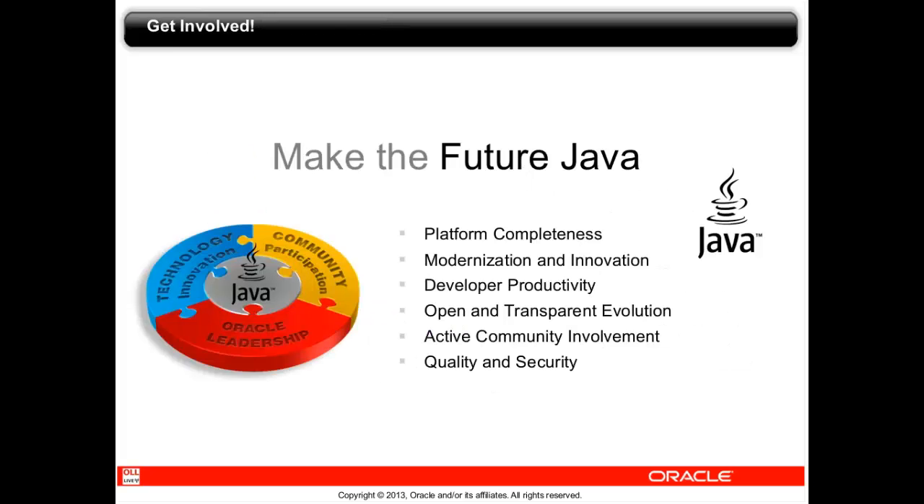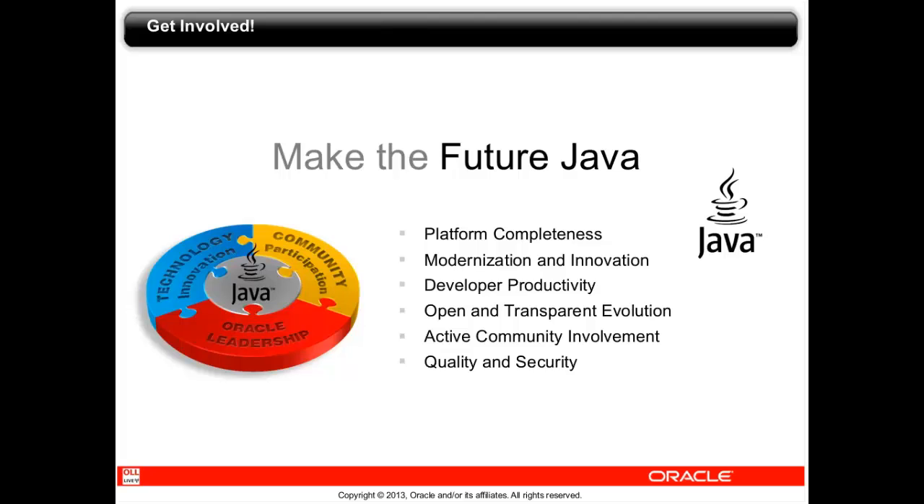Please get involved in the process of making the future of Java. Java EE7 is an effort from you and for you. It is created by the community, and the community is highly involved in the development process of this platform. It ensures that we have platform completeness, modernization, innovation, that we focus on developer productivity, and we have an open and transparent evolution, active community involvement, quality and security.